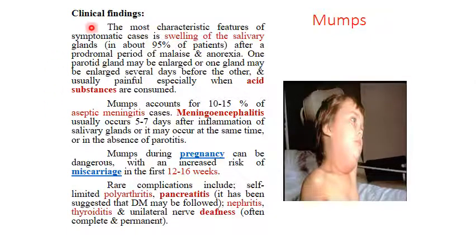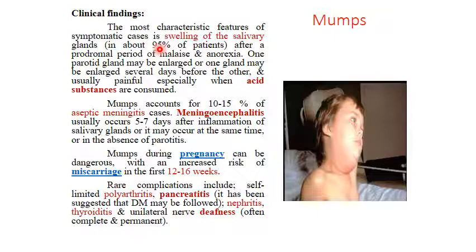Clinical findings. The most characteristic feature of symptomatic cases is swelling of the salivary gland in about 95% of patients. Let's say the majority of patients with mumps develop swelling in the salivary gland after a prodromal period of malaise and anorexia. One parotid gland may be enlarged several days before the other, and it is usually painful, especially when acidic substances are chewed, especially when the child or affected person eats something sour.